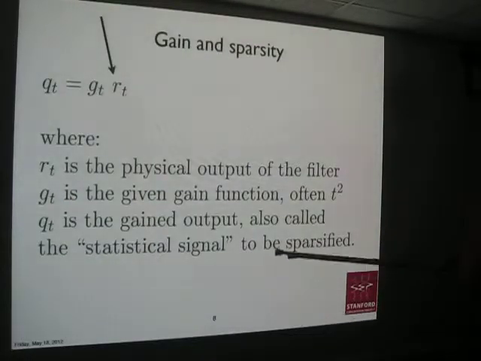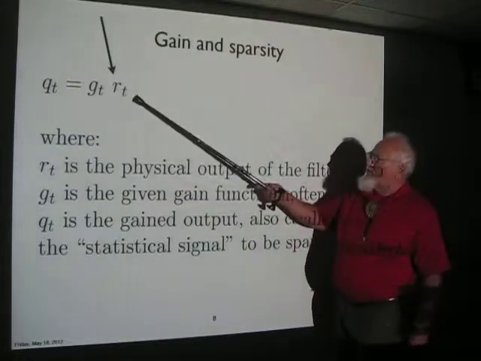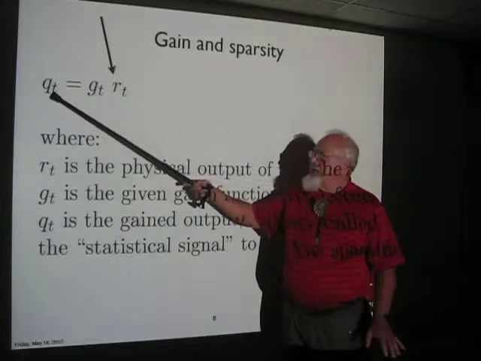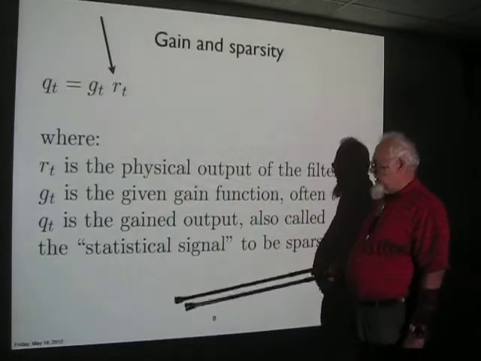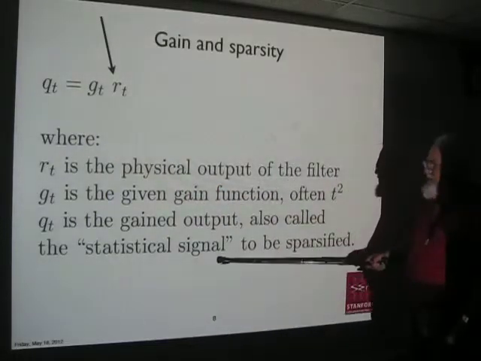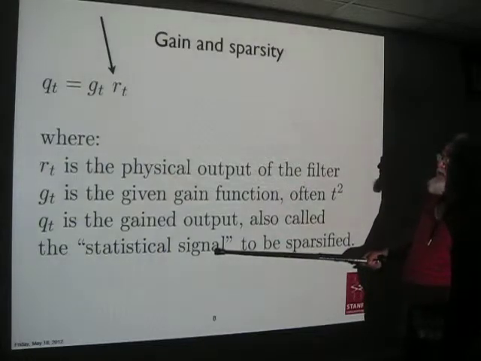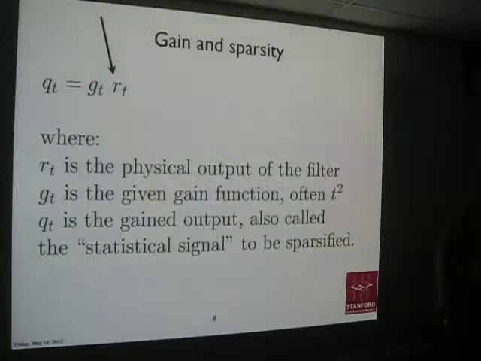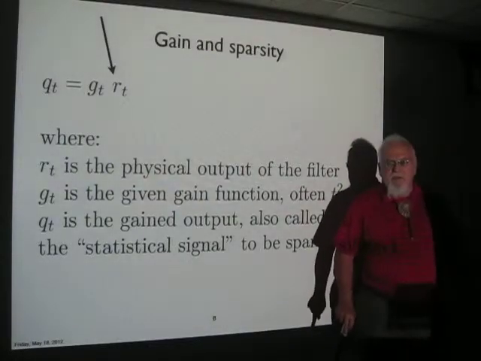Okay, so that's the output in physical space, R sub t, and then we need to gain it. We're going to get a function that we're going to look at in statistical space. Sometimes I will call this the statistical signal, or just the plain old gained filter. That's the thing you look at. We're going to make some pretense that this is sparse, that there may be reflectors everywhere, but in some places the reflectors are strong.